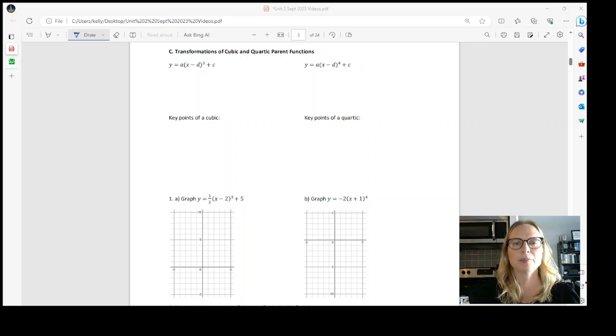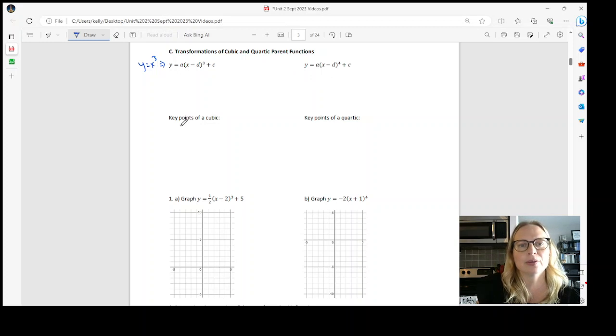In this video, we will be transforming cubic and quartic parent functions. So this is our transformed cubic parent function. y equals x cubed is transformed to this. And this is our transformed quartic function, y equals x to the power of 4, gets transformed in this way.